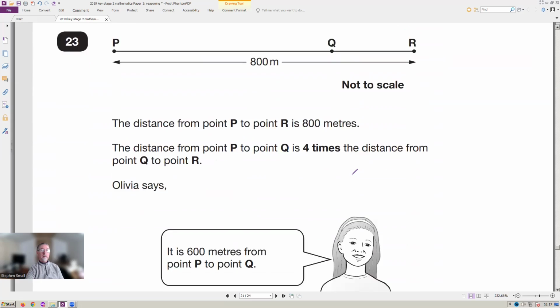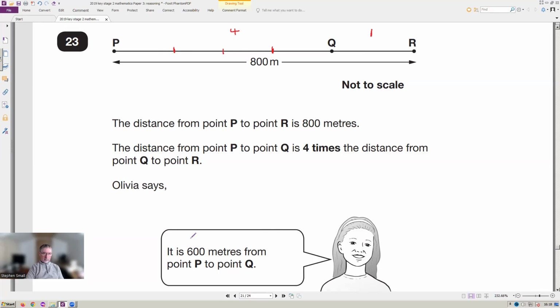Question 23, maybe the last one. The distance from point P to point R is 800 meters, so from the beginning to the end. The distance from point P to Q is 4 times the distance from point Q to point R. So if we call that distance 1, this one's 4 times it. So it's chopped into 4 pieces, if you like. So how many pieces have we got? 1, 2, 3, 4, 5 in total.